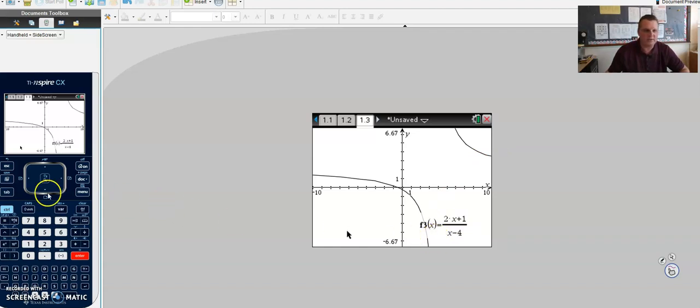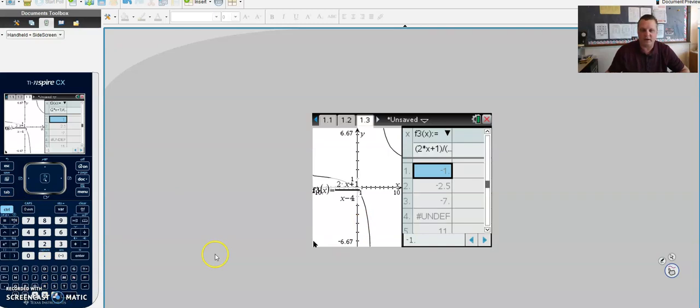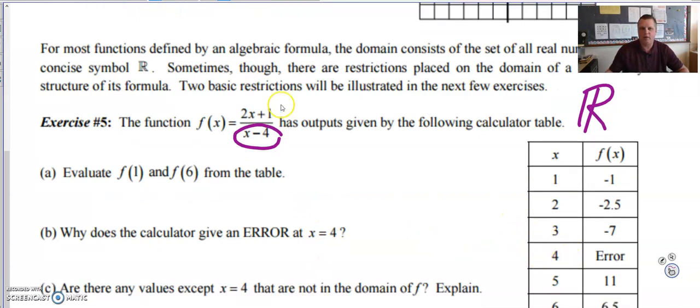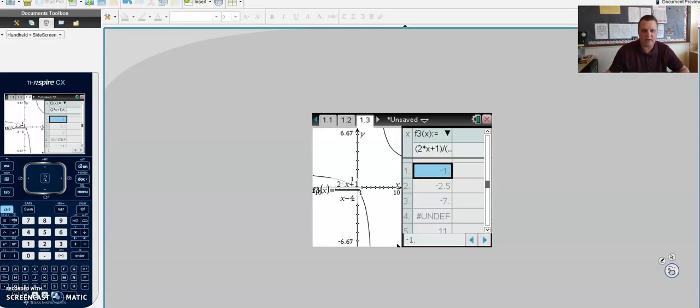Now, what happens is, at 4, you will see it's undefined. So if you put it in your graph, you will be able to tell. We call that an asymptote. So we would have an asymptote where x equals 4, because you will have no values. And if you want to see more of the graph, you would just zoom out. So that's why when you look at the table, it says error. Or what did ours say? Ours said undefined.